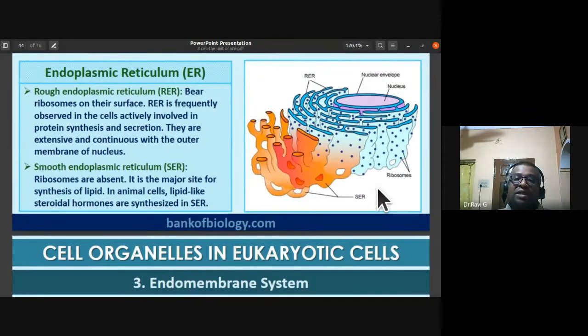Rough endoplasmic reticulum has a large number of ribosomes on its surface, and you know that ribosomes are the protein factories of the cell. So rough endoplasmic reticulum is found majorly in cells actively involved in protein synthesis and secretion, in continuity with the outer membrane of the nucleus. Whereas the smooth endoplasmic reticulum does not have ribosomes. It is involved in the synthesis of lipids, especially in animal cells. Lipids like steroidal hormones are synthesized in smooth endoplasmic reticulum.